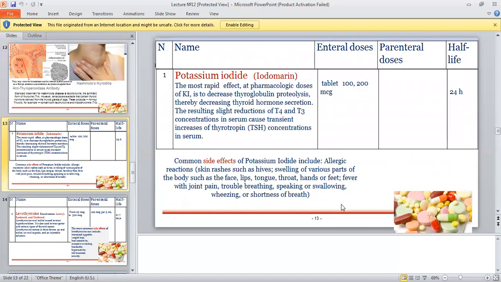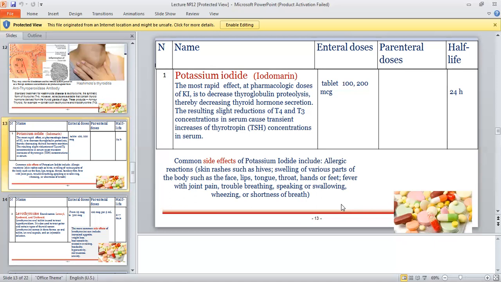Furthermore, there are some drugs and substances used to treat such conditions, for example potassium iodide, iodomarin. The most rapid effect at pharmacologic doses is decreased thyroglobulin proteolysis, thereby decreasing thyroid hormone secretion. The resulting slight reduction of T4 and T3 concentration in serum causes a transient increase of thyrotropin TSH concentration in serum.